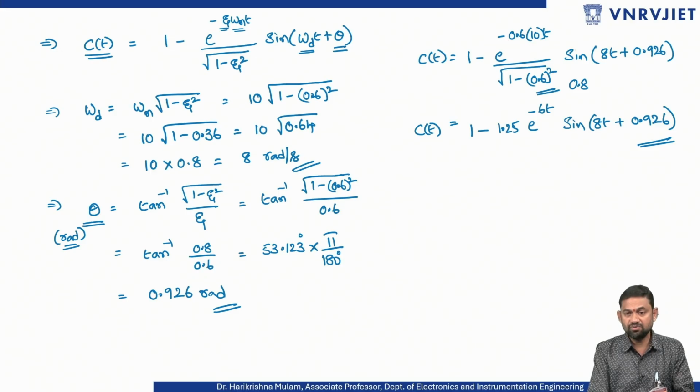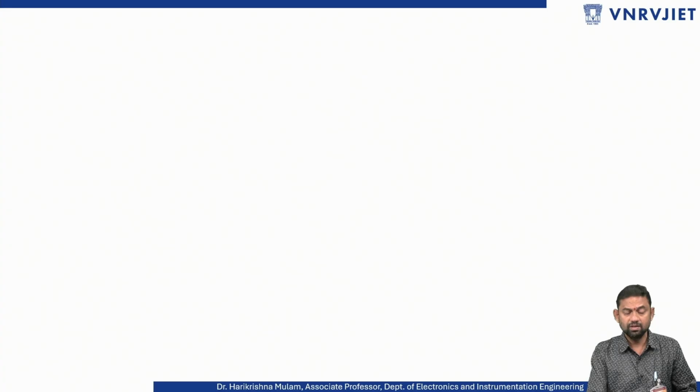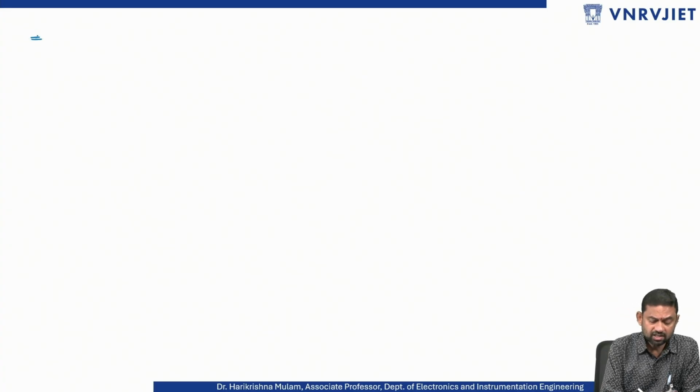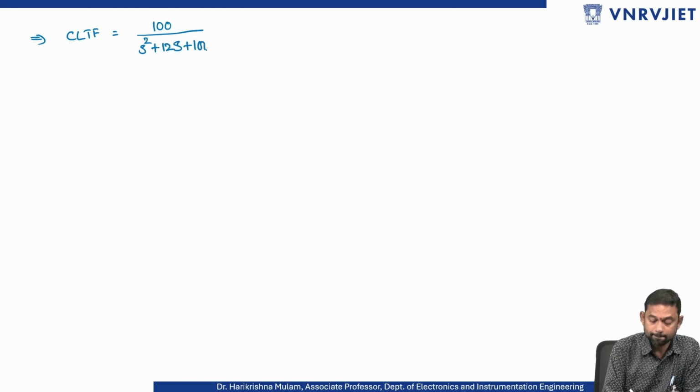But if at all it is given as a long answer question, then you need to derive this expression for c of t instead of directly using the formula for c of t. Right? Let us see that part also. We could understand that the transfer function of this closed loop control system is equal to 100 by s square plus 12s plus 100.